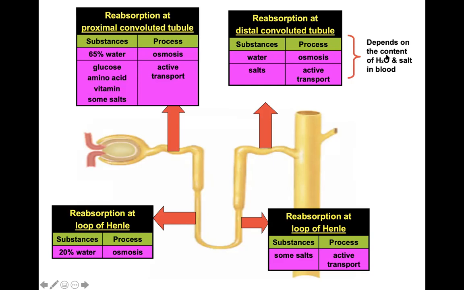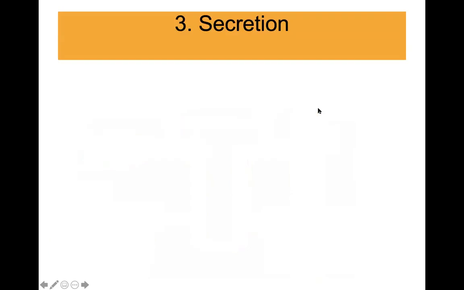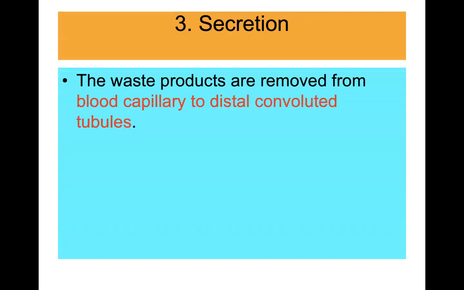For example, if our body has a higher water content, it means that water will be less reabsorbed. For example, if you drink a lot of water, for sure your water content in the body becomes more. So here it means that the water will be less reabsorbed. Vice versa for salt. And then the last process that will happen in the kidney is called secretion.